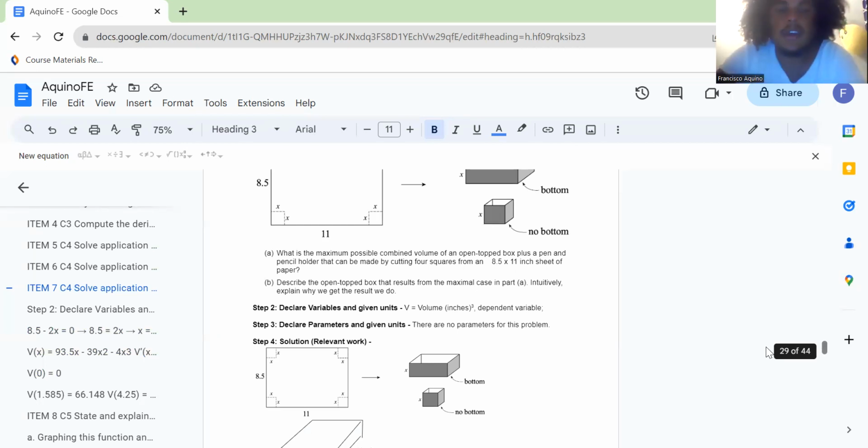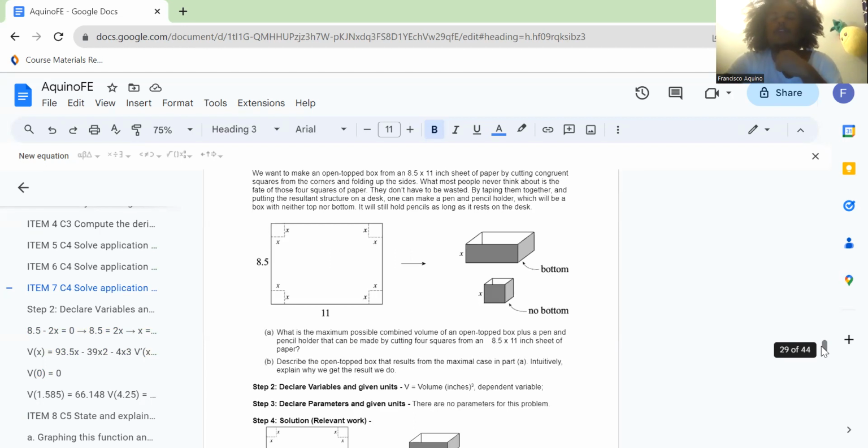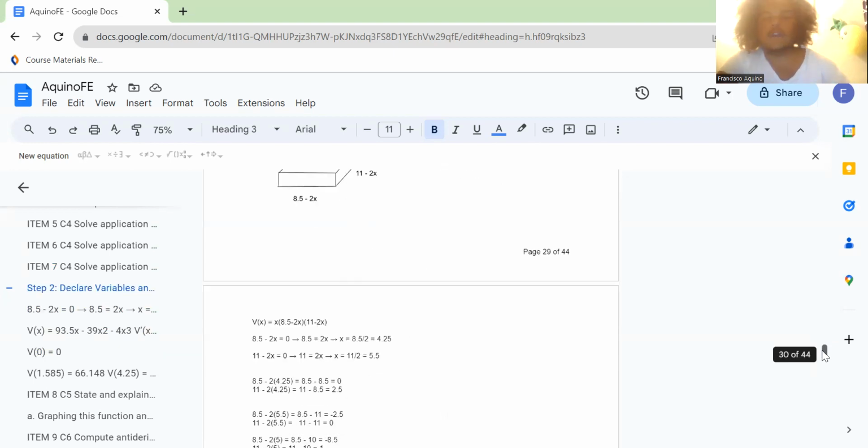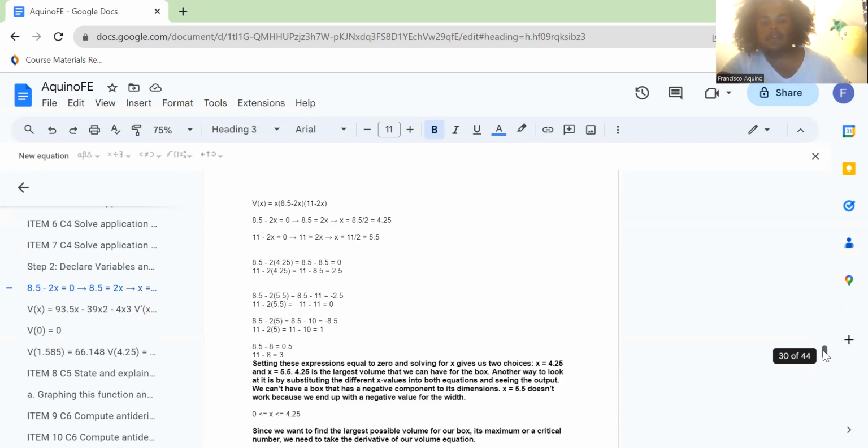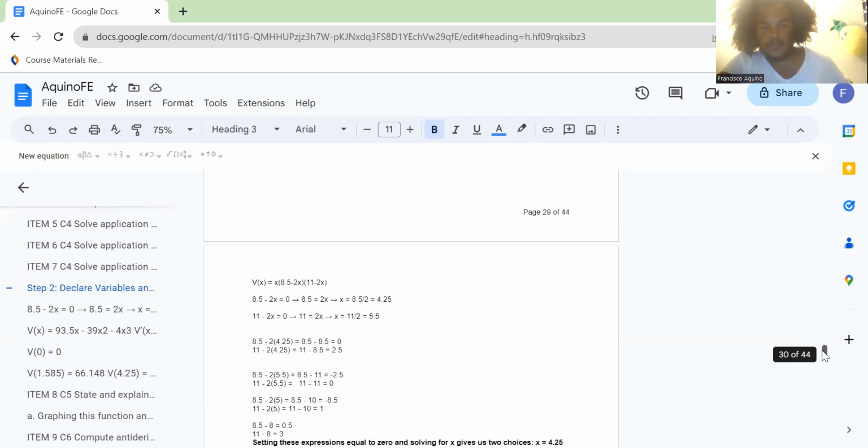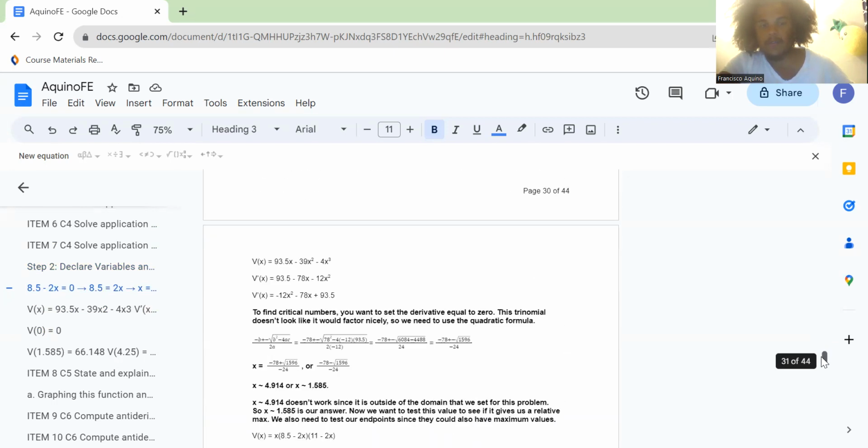And again, like I explained, since the squares are equal dimensions on either side, the overall rectangle's dimensions change from 8.5 and 11 to 8.5 minus 2x and then 11 minus 2x. And you can see that visually when you fold up the corners to get that box. Intuitively, that's how you get it. Now, here's my work as well. You can see the explanation.